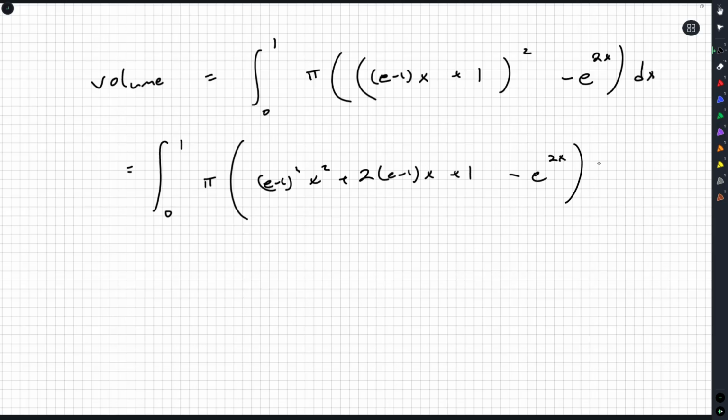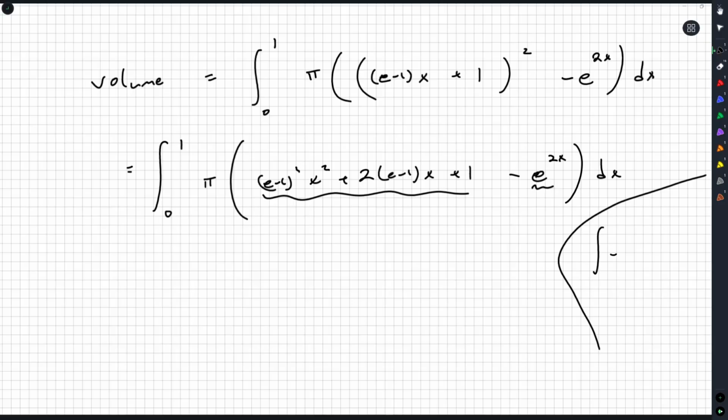So we'll have (e − 1)² x² + 2(e − 1)x + 1, and then minus the e to the 2x. Polynomial part, pretty easy to integrate, and we could do a quick substitution, or here's a really handy trick. If you're trying to integrate e to the ax, it's e to the ax over a, as long as a is not 0. The handy little trick helps you avoid substitutions and things like that, but we definitely could do a substitution if we had to.